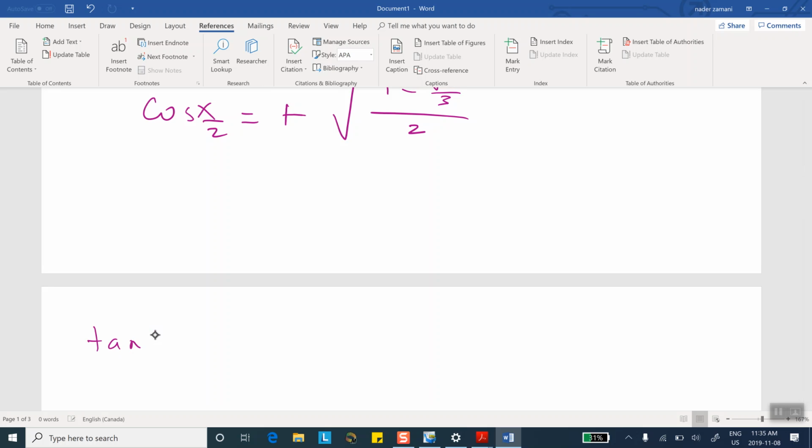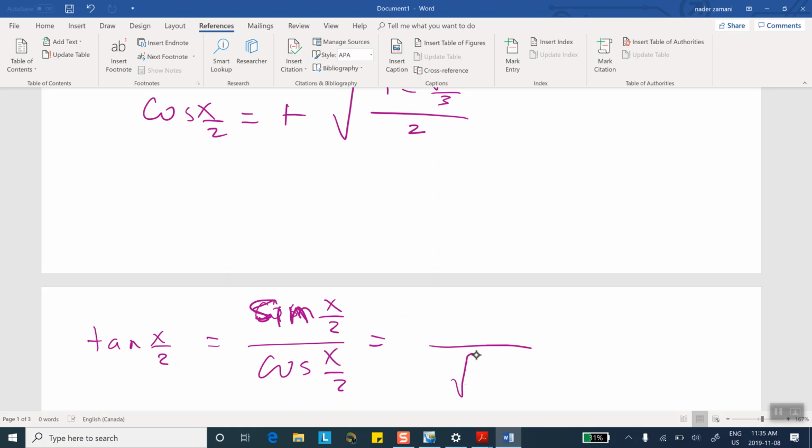Tangent of x over 2. Whatever I get, I better get a positive number, because that angle x over 2 is in quadrant 1, the shaded red region. It's going to be sine of x over 2 divided by cosine of x over 2. This is sine, right? And we worked these out, both of them. This denominator was the square root of (1 minus root 8 over 3) divided by 2.